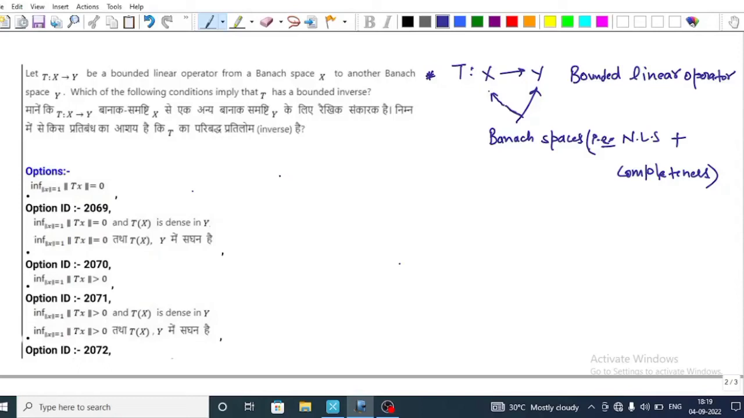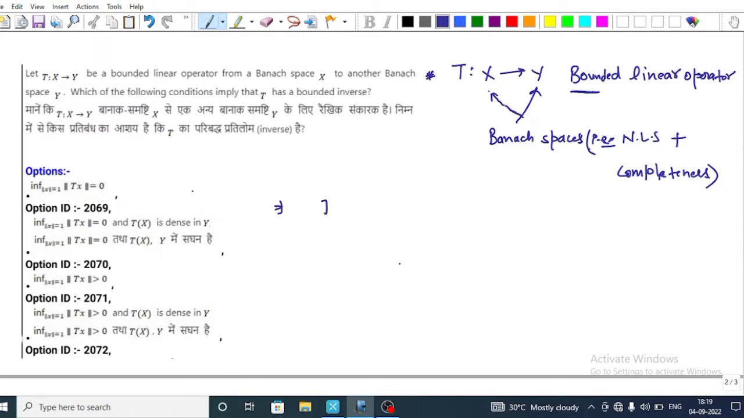Question of CSIR-NET. Actually, this question is from functional analysis, and we are given that T: X to Y is a bounded linear operator. Here the keyword is bounded linear operator, such that both X and Y are Banach spaces, that is, both are normed linear spaces plus having the completeness property. Now, here T is a bounded linear operator.